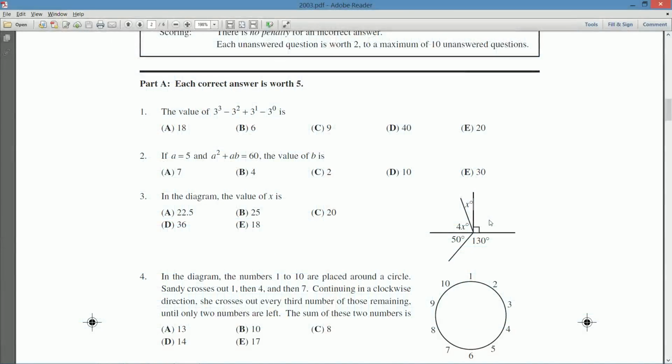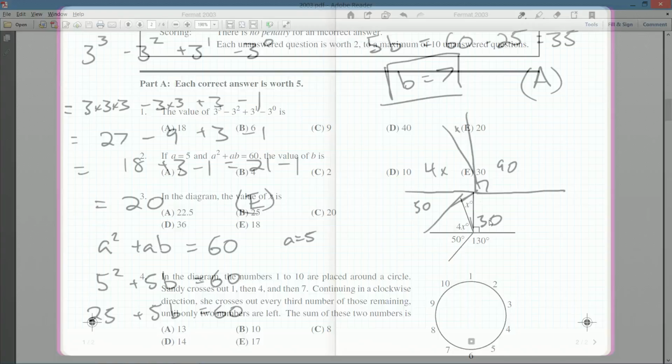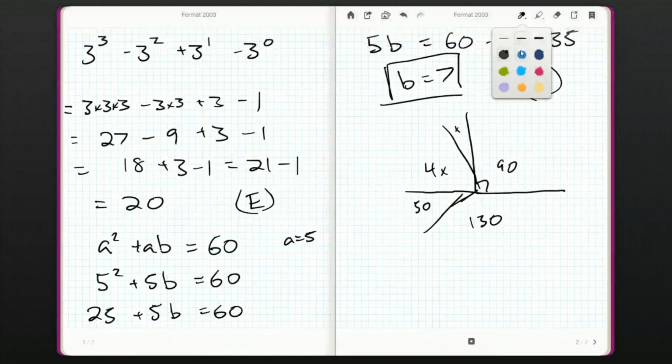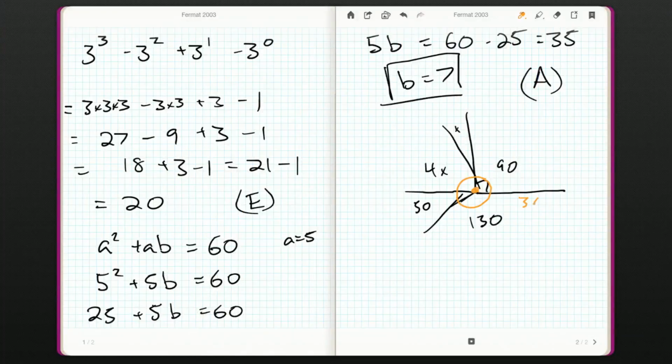Okay. So we need to set up an equation, and we can do one of two things. We can realize that around this point right here, we have a full 360 degrees. So 90 plus 130 plus 50 plus 4x plus x should be 360.